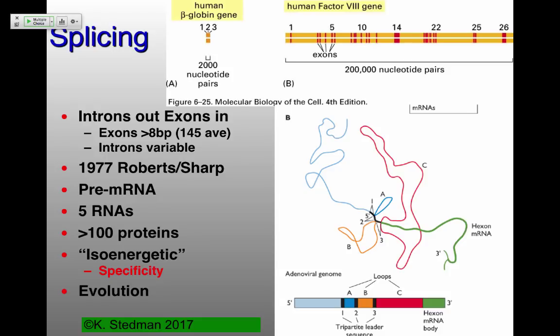What do you need to do this? You need 5 RNAs, lots and lots of proteins, and it's a more or less isoenergetic process. And why do I say isoenergetic? Because any bond that you break, you're also remaking. So phosphodiester bonds are broken, phosphodiester bonds are reformed. And so that process in and of itself doesn't require ATP hydrolysis because you're just exchanging bonds for each other. Those bond energies really don't change.